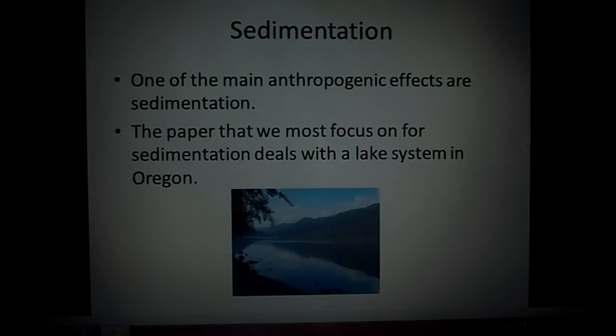So for sedimentation, this is one of the main anthropogenic effects. The paper that we focus on for sedimentation deals with a lake system in Oregon. The paper deals with the many different effects that sedimentation has, and the 3 main anthropogenic effects that they focus on are road building, clear-cut logging, and slash burning.